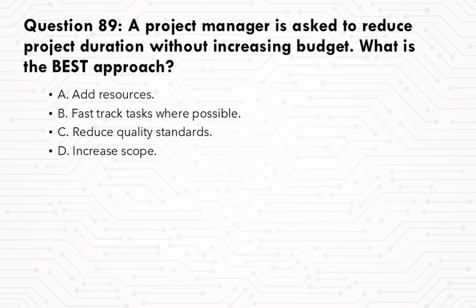Question 89. A project manager is asked to reduce project duration without increasing budget. What is the best approach? A. Add resources. B. Fast-track tasks where possible. C. Reduce quality standards. D. Increase scope. Answer: B. Fast-tracking does not necessarily increase cost, but increases risk.